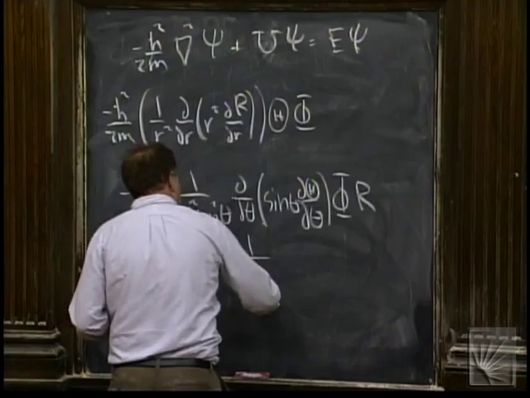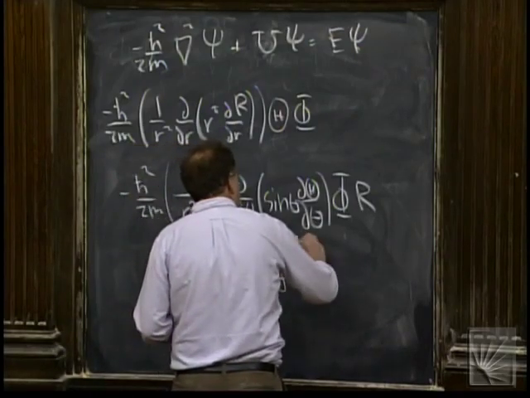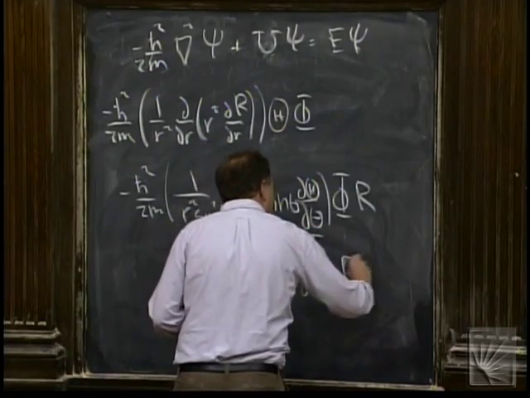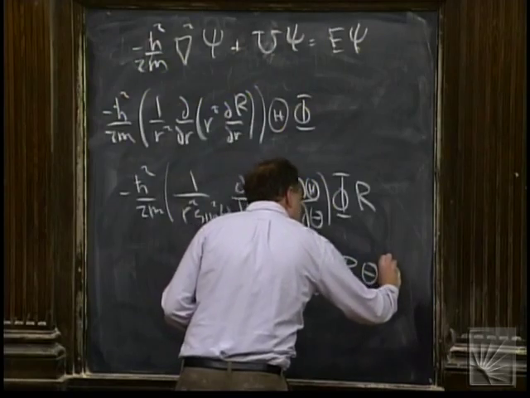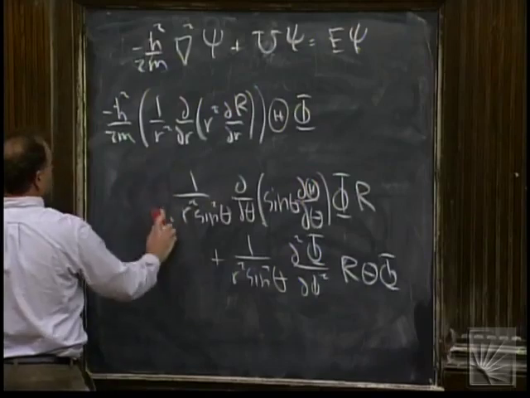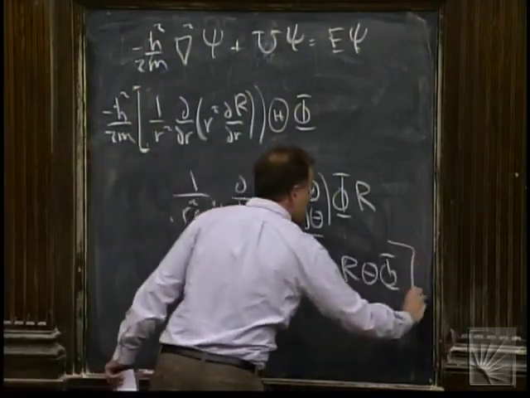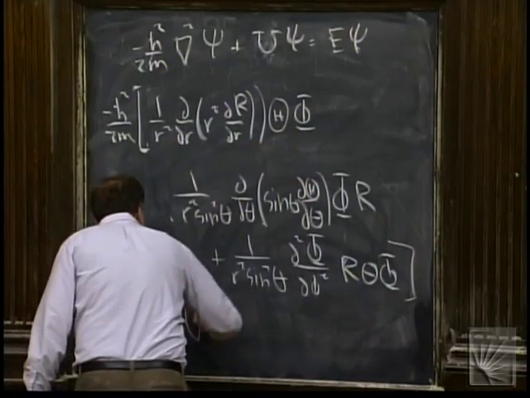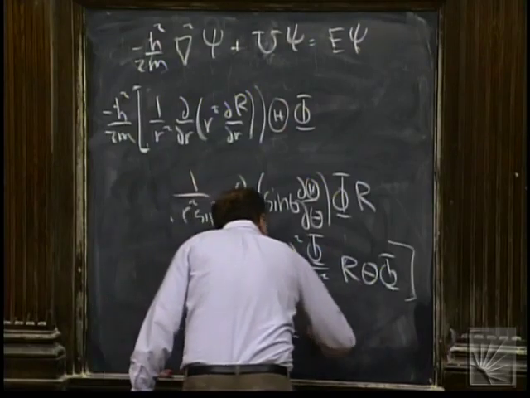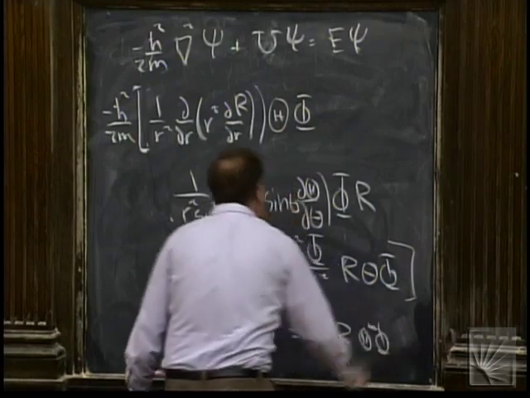Plus 1 over r squared sine squared theta, d squared d phi squared, and then I have r theta phi. You know, let me do this a little differently. Take out that minus h bar squared over 2m. It's just going to multiply all of that. Okay, plus u r theta phi equals E r theta phi. I think I got it all right.